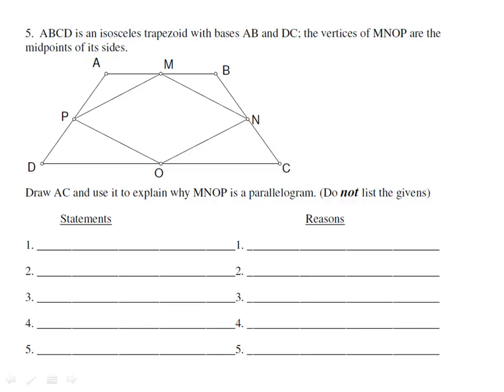Alright, here it is, geometry students, the proof. It says ABCD is an isosceles trapezoid with bases AB and DC. The vertices of MNOP are midpoints of its sides. And then we get this instruction: Draw AC and explain why MNOP is a parallelogram.